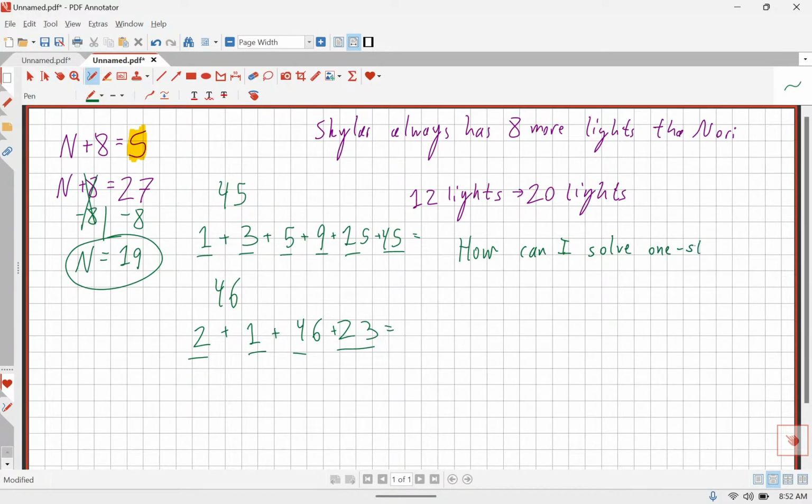How can I solve one-step equations while keeping track of opposites and balance?